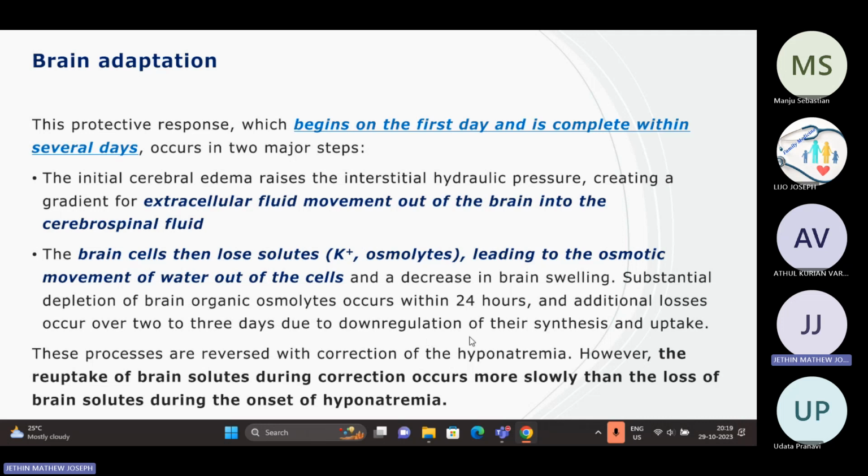But the problem is the reuptake of these solutes during correction occurs more slowly than the loss of brain solutes during the onset of hyponatremia. So that is why we have to be careful while correcting hyponatremia. Even if you correct the hyponatremia, the reuptake of brain solutes is not at the same rate as how it went outside. So correction of chronic hyponatremia has to be done very carefully.